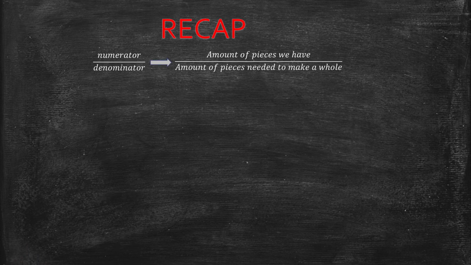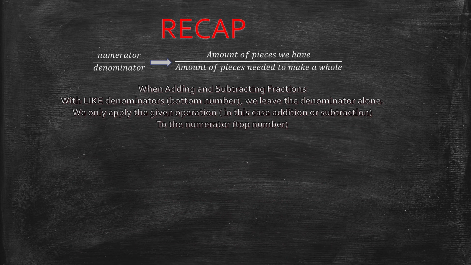So a quick recap. Numerator is the amount of pieces we actually have, and that is the top number of the fraction. The denominator is the amount of pieces needed to make a whole.